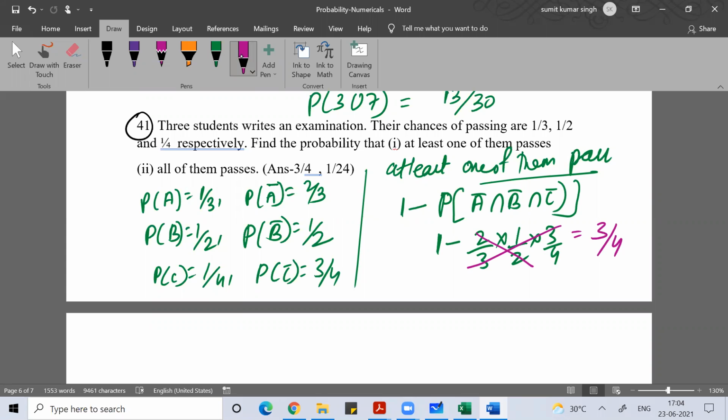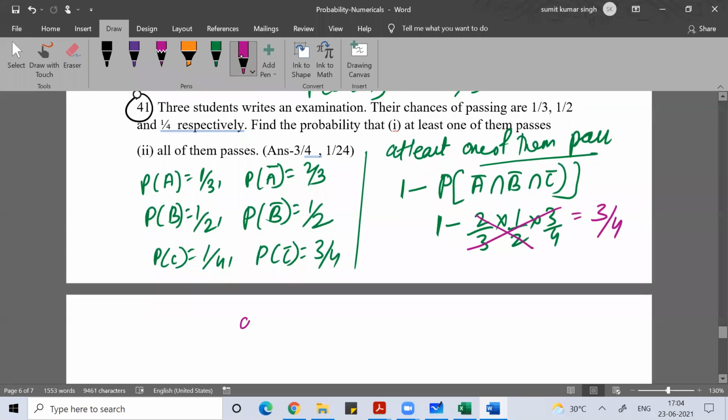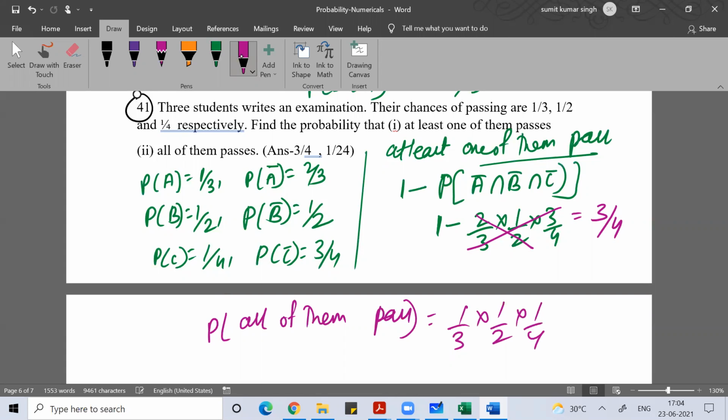And all of them will pass. The probability that all of them pass would be 1 by 3 into 1 by 2 into 1 by 4. That would be 1 by 24. Clear, right?